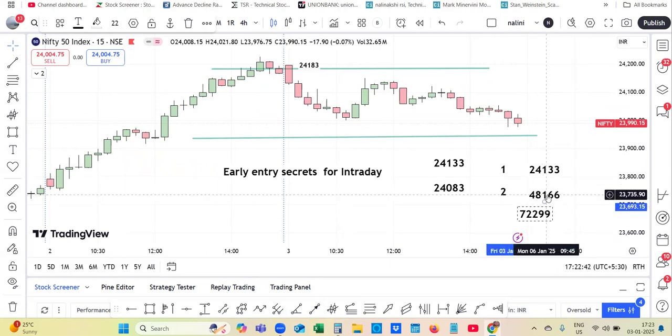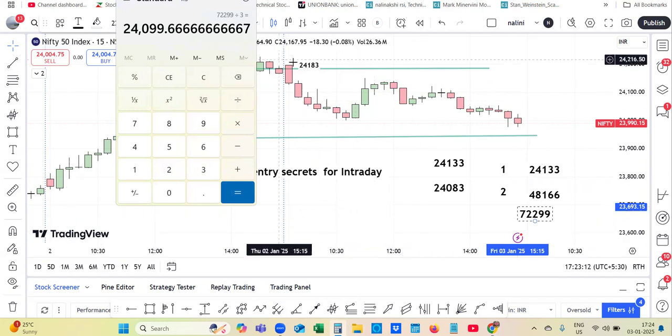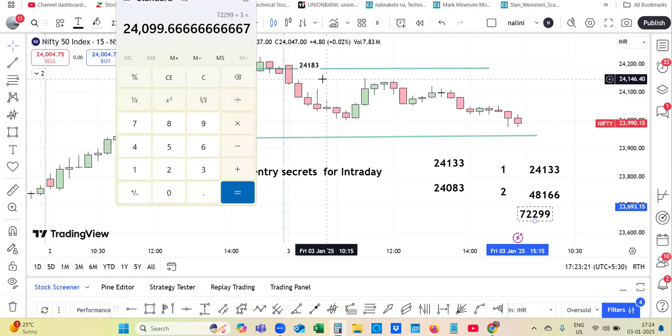Then after adding up, I add up the weights too. 2 plus 1 gives me 3. Then I divide 72,299 by the weights, 3, and I get 24,099. So the weighted average price of these two candles comes to 24,099.